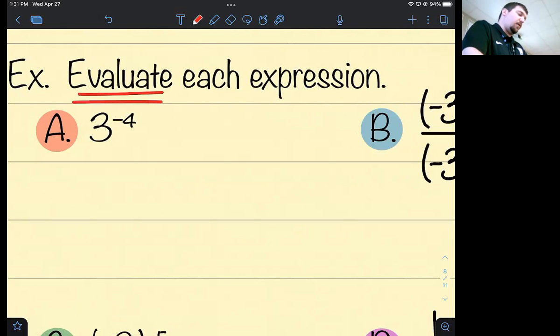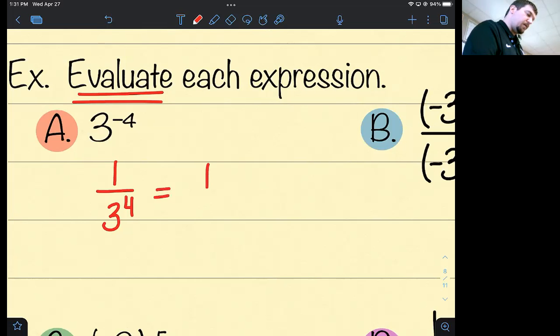3 to the negative 4th is the same as 1 over 3 to the positive 4th. And so what is 3 to the 4th? Jimmy? 81. So this will be 1 over 81. 1/81st.